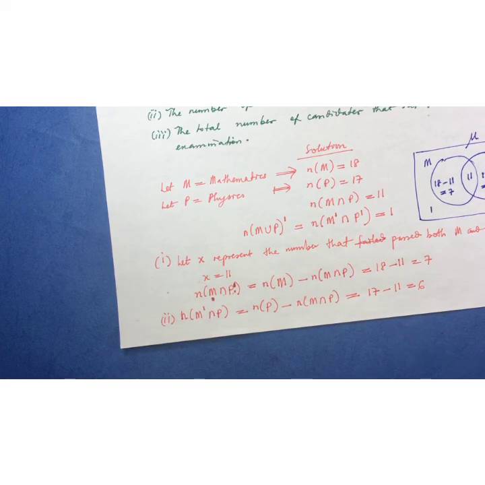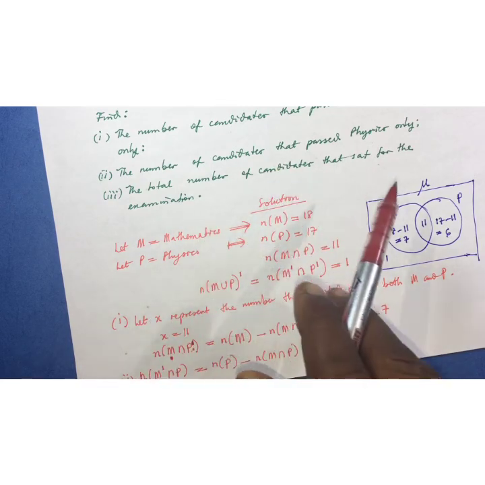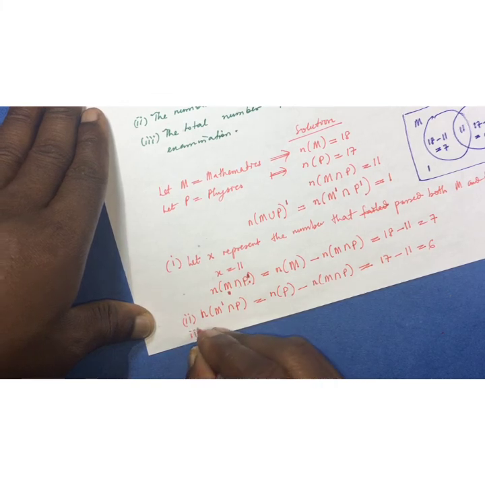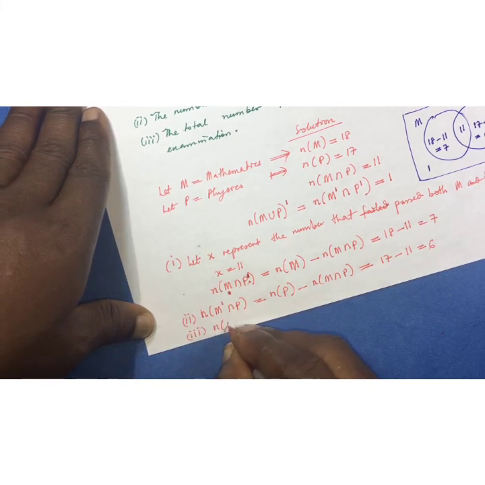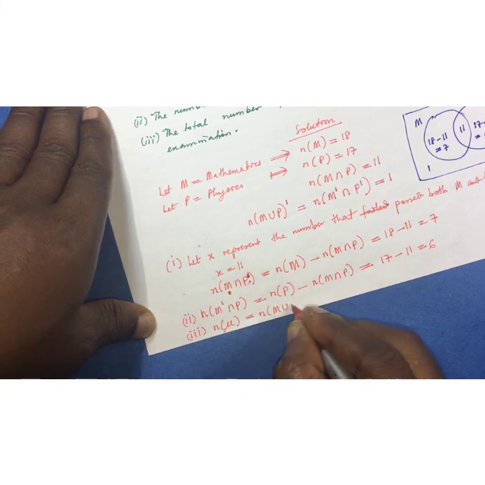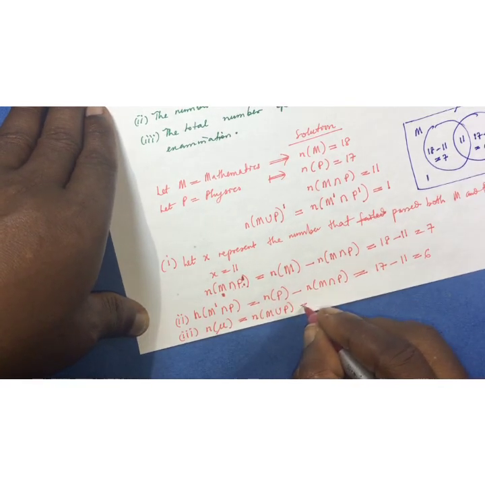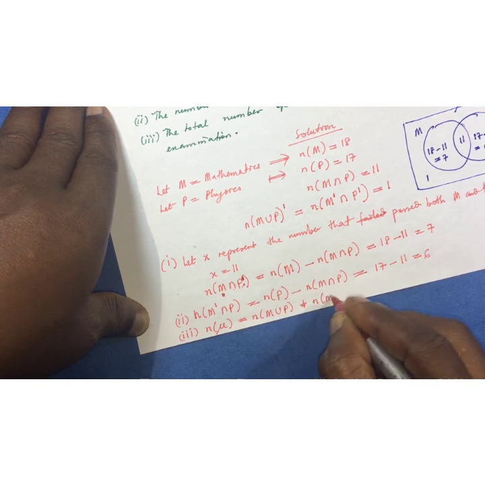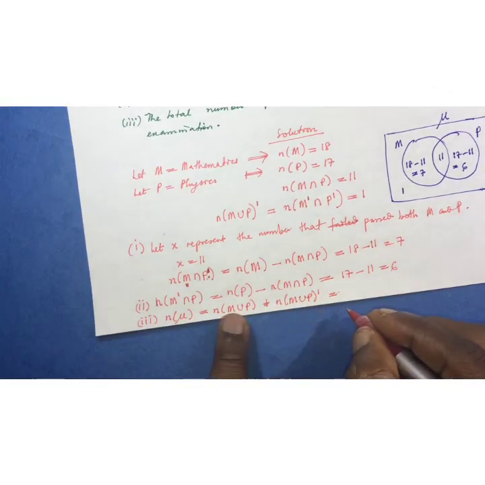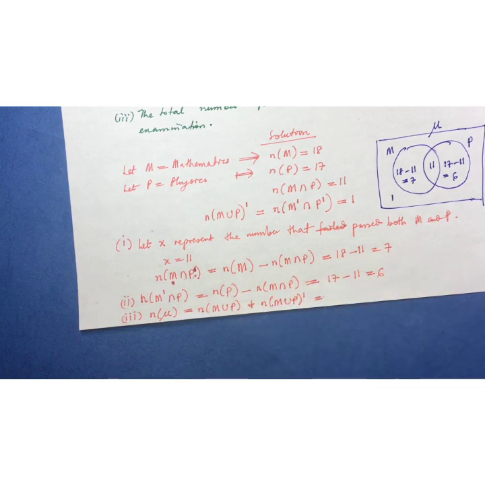Okay, then the last question demands that we find the total number of candidates that sat for the examination. The total number of candidates that sat for the examination will be the number of candidates in the universal set, and this is obtained by adding those in the union of mathematics and physics, those who passed maths and physics, to those who failed maths and physics, and that will give you those in the union of maths and physics.